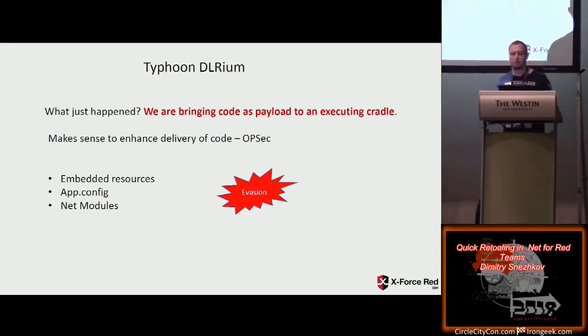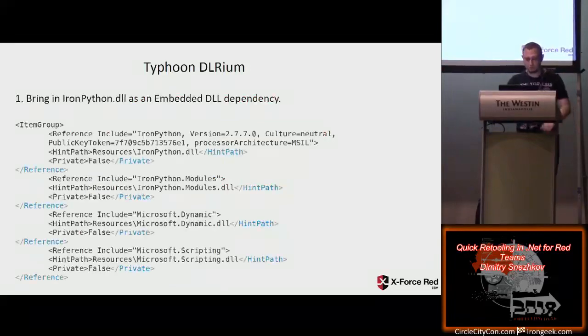You could potentially, well, first of all, we're bringing code as payload, right? That's clear here. We're bringing Python code, nothing else. But we need just one dependency. We need that IronPython.dll. We somehow need to bring it into the environment. We can bring it in as part of the typhoon.exe as an embedded resource. We can bring it in app-config instruction as a fetch. And we can actually do other crazy things like .NET modules. And let's look at those.